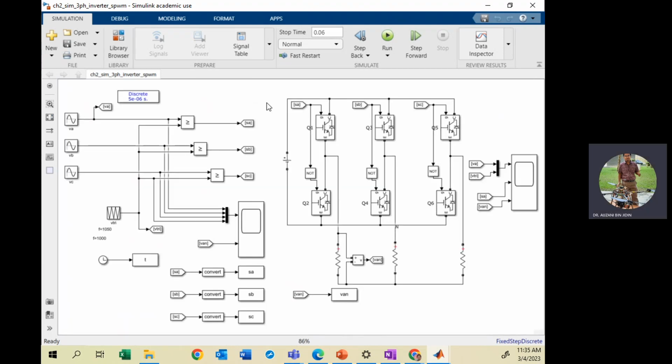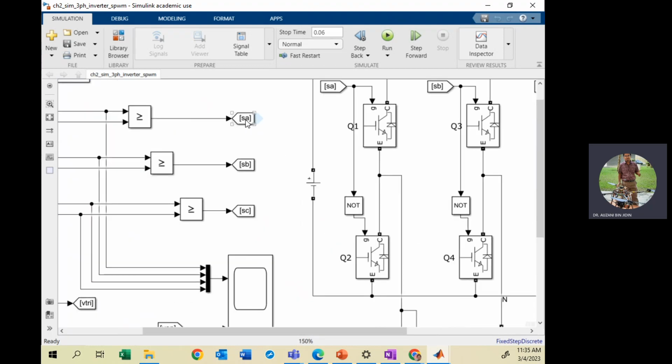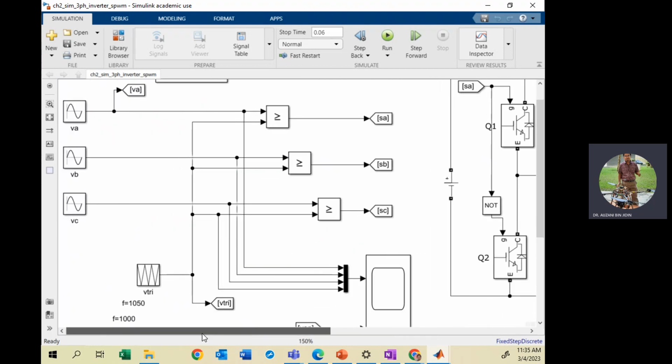You can notice there are two parts here. The power inverter, where the output of the inverter is connected to the passive load, purely resistive load only. And here is the control part, the PWM circuit. You can see here it generates the switching states SA, SB, and SC based on comparison between three signals, VA, VB, VC, and a single triangular waveform.